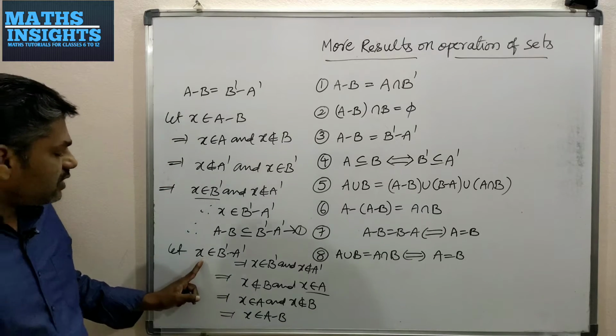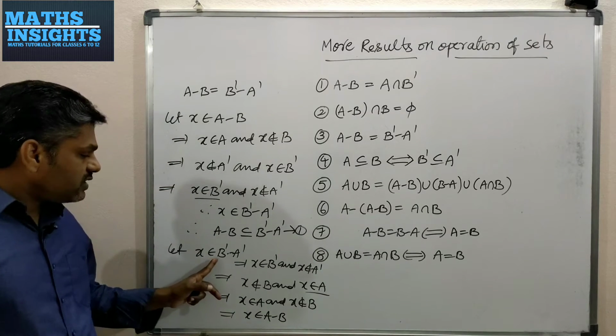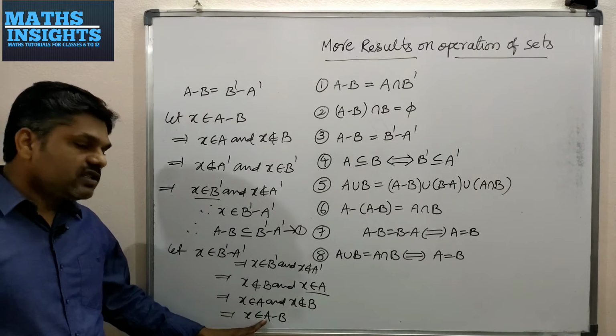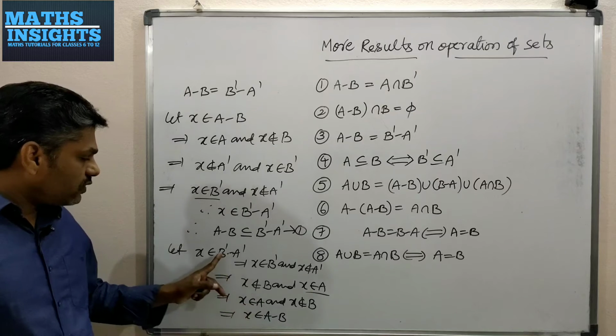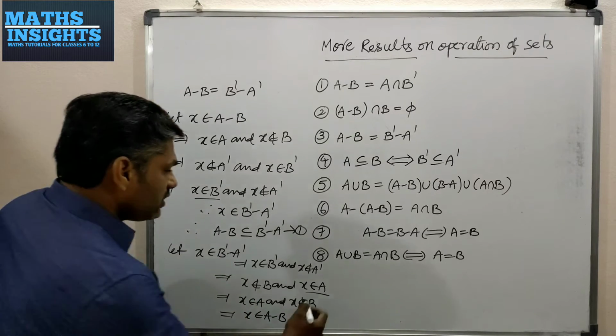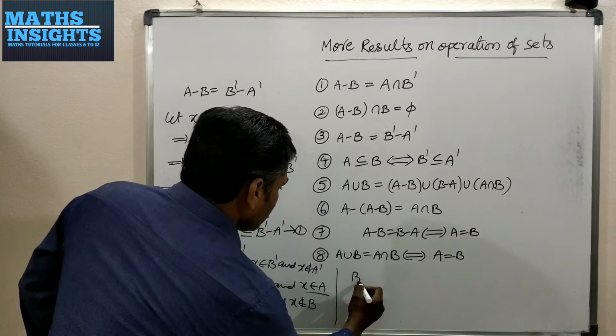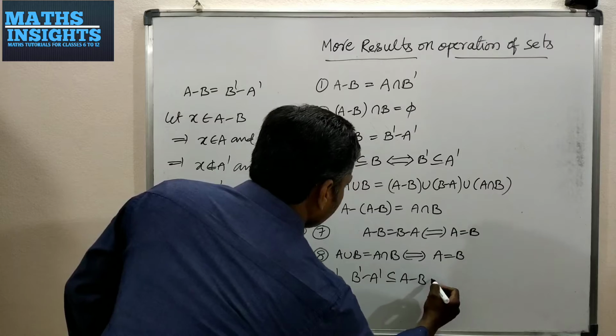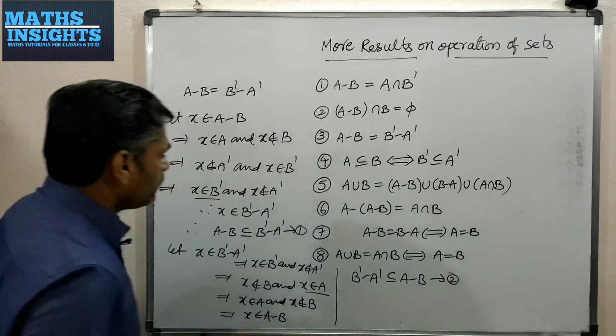I have taken one element called x which is in B' minus A' and proved that it is in A minus B. Therefore the first set becomes a subset of or equal to the second set. Therefore B' minus A' is a subset of or equal to A minus B. Let it be equation number 2.